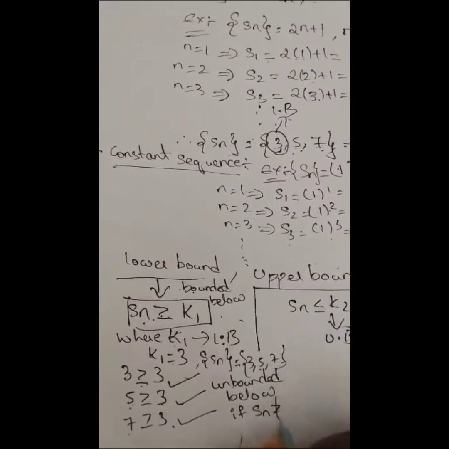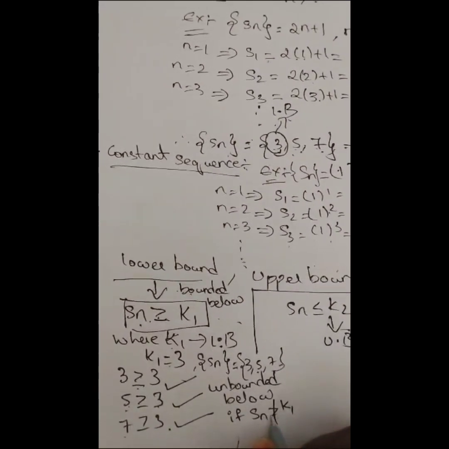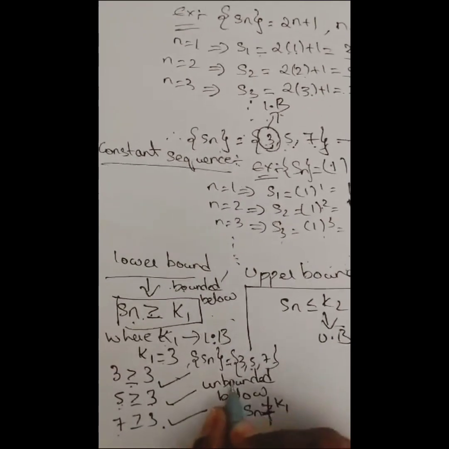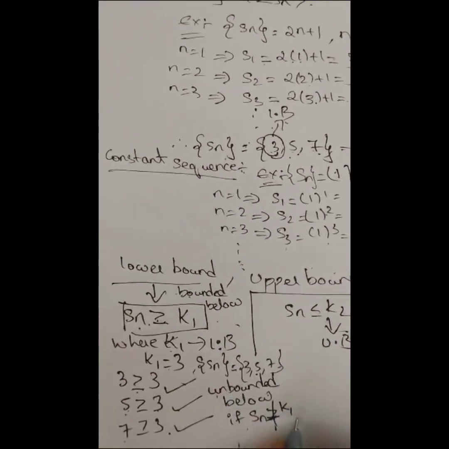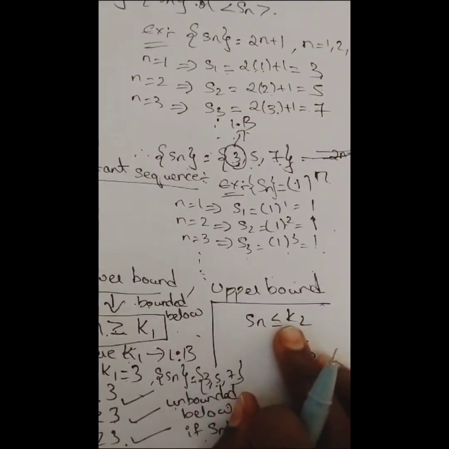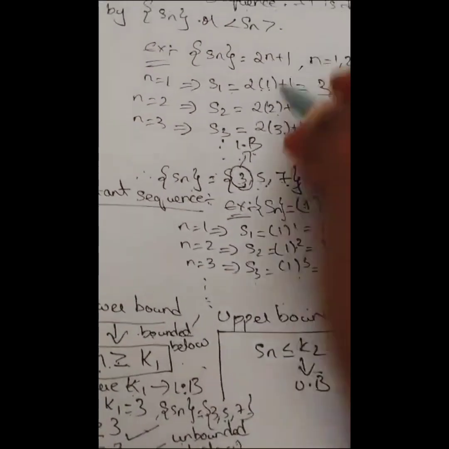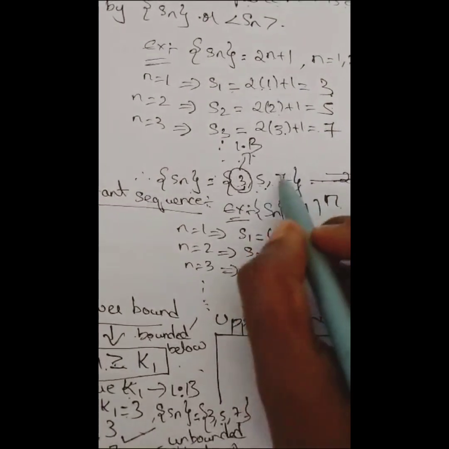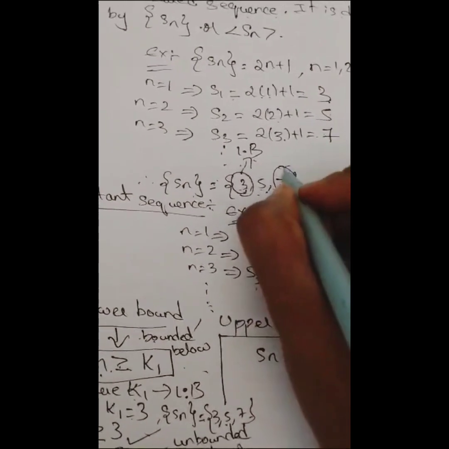If the sequence Sn is not greater than or equal to k, this condition fails, then we call the sequence Sn unbounded below. Similarly, come to the upper bound. Sn less than or equal to k2 we have taken. Here, the highest value of the sequence is k2, the upper bound.